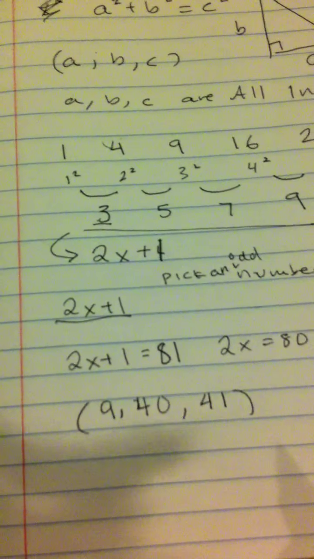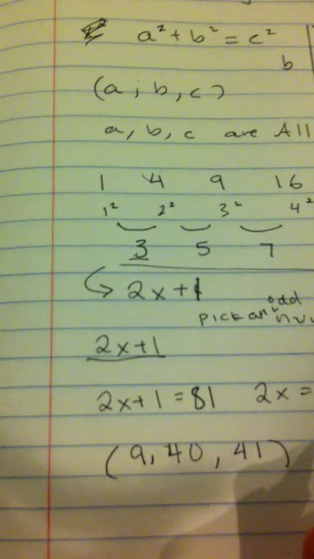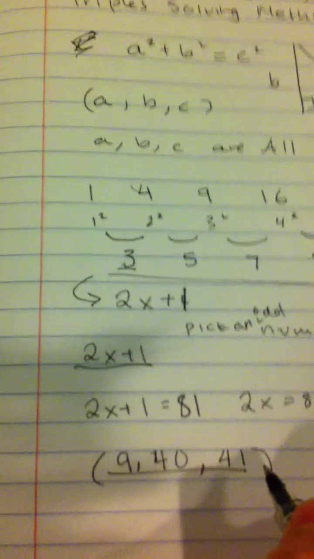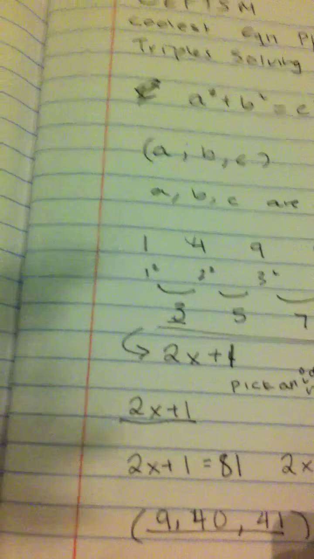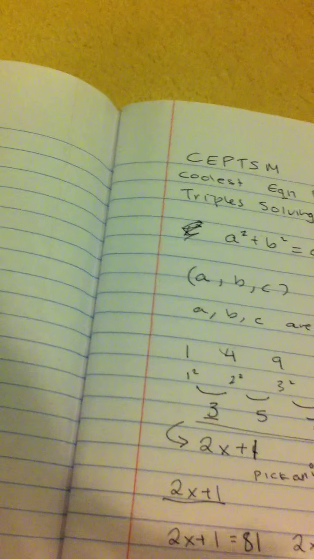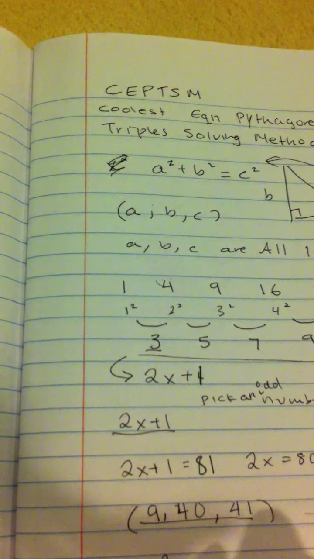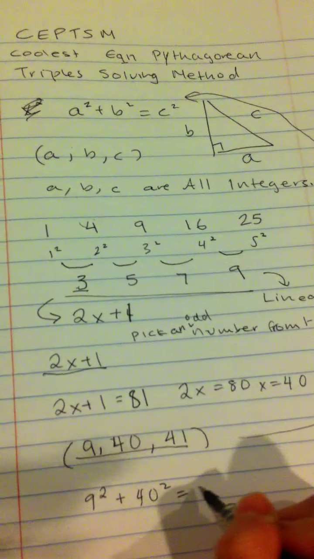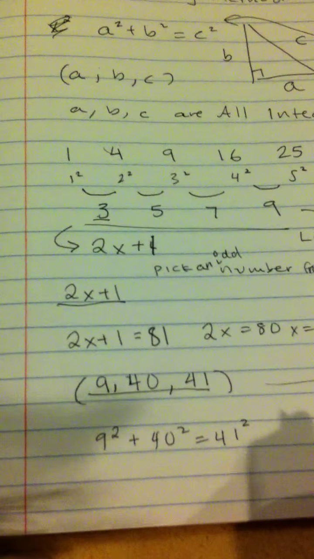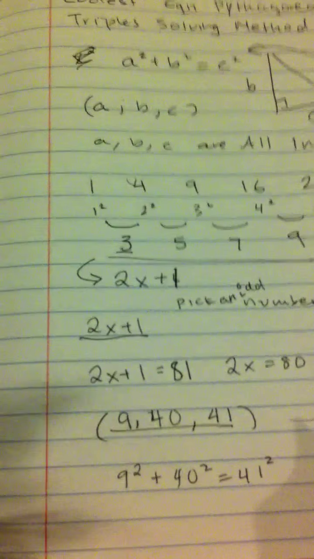41. Don't believe me? This is a Pythagorean triple. And if you don't believe me, you can put it in that equation. You put 9 squared plus 40 squared equals 41 squared. And I am 100% sure that it'll work. Just put it in your calculator.